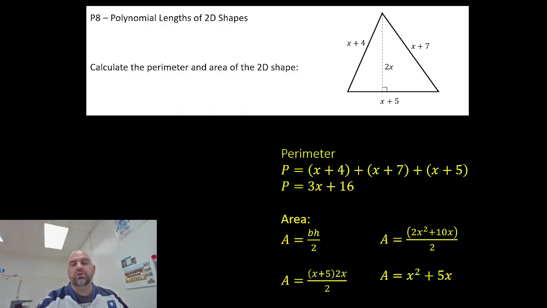Now what you'll notice a lot for the area is we're going to either have an x squared, if that tends to be our letter we're using, or we might have two letters that are combined together, so like x times y or something like that.